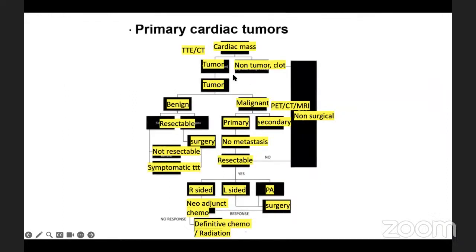So this is the case. To go through this algorithm with you guys, we're almost done. I'm sorry if I'm taking too long.